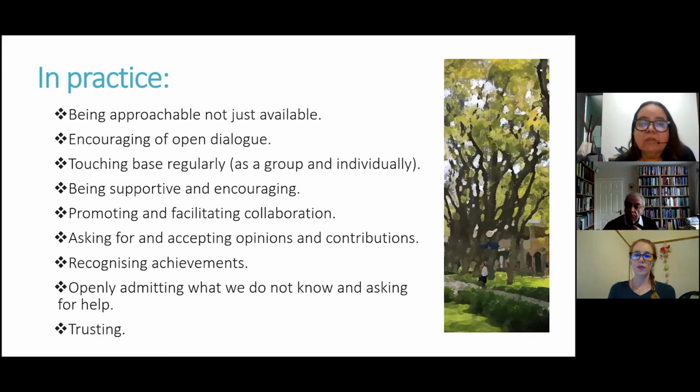You're touching base with them as a group or individually as needed. You make sure that you're being supportive and encouraging. You're promoting and facilitating collaboration between them as a group. You're asking for and accepting opinions and contributions at all times. You're recognizing achievements as much as possible. You're openly admitting what you don't know and you ask for help.